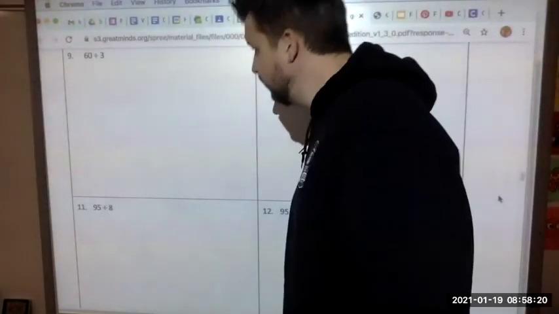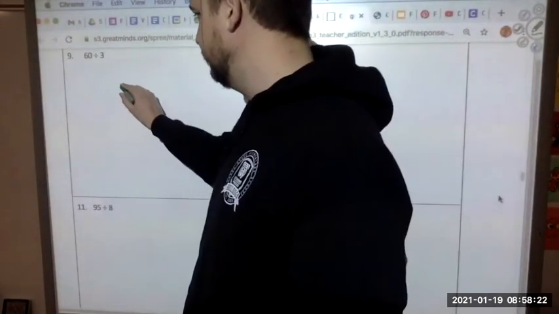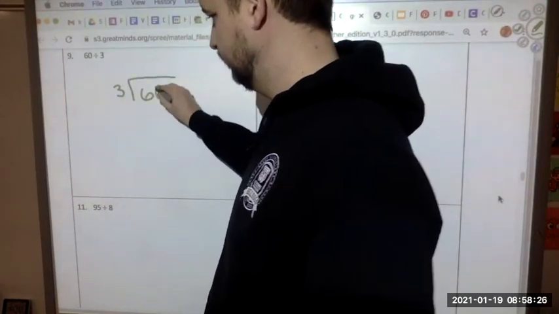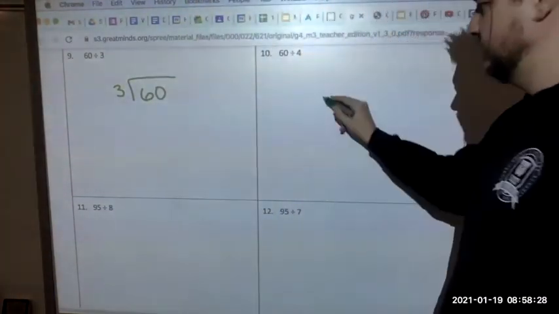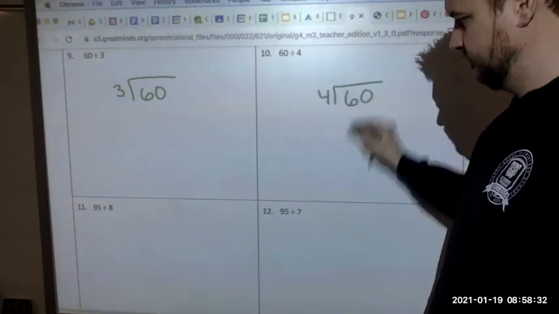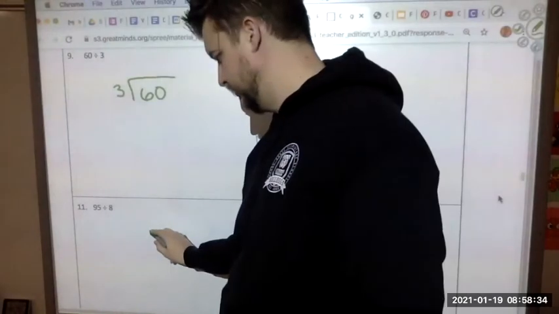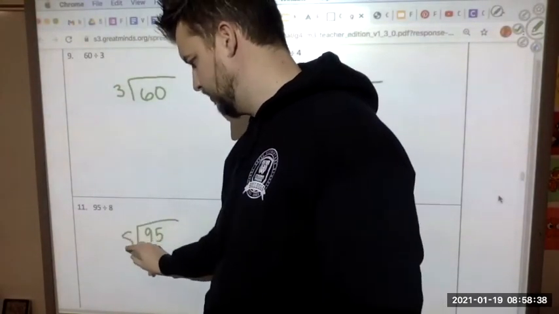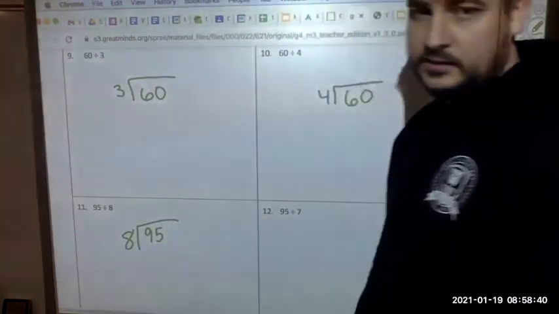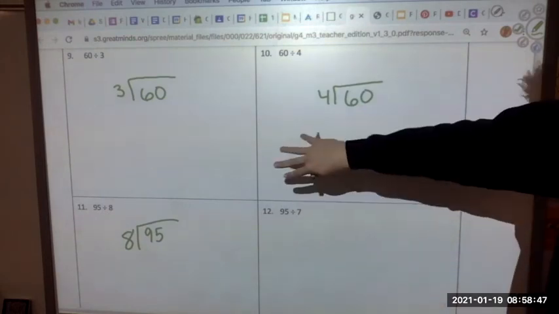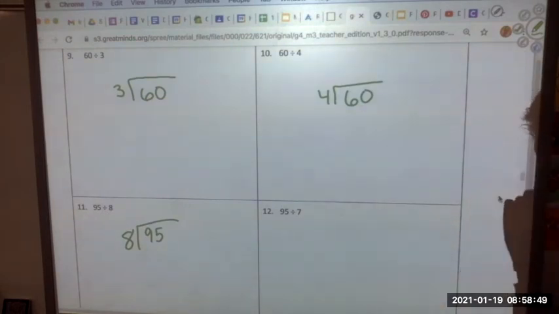So we're going to look at this one, 60 divided by 3. Okay, this one is 60 divided by 4. And then this one is 95 divided by 8. Okay, so you can go ahead and set those up. Remember, give yourself enough space to work. If you need to turn your paper and do it this way, that'll give you some more room.